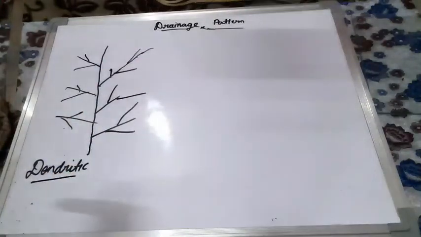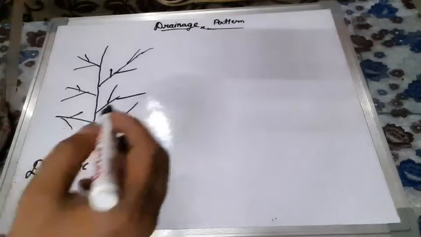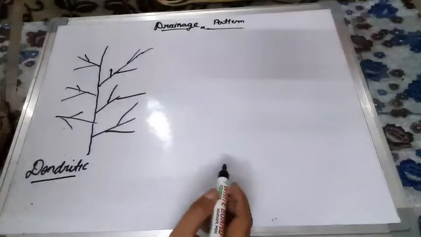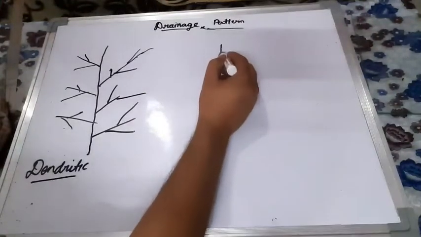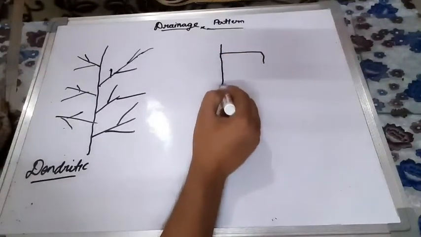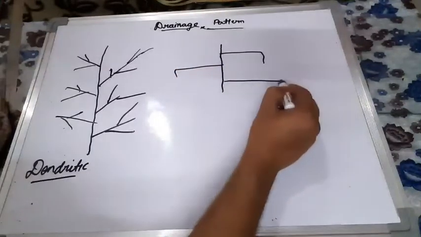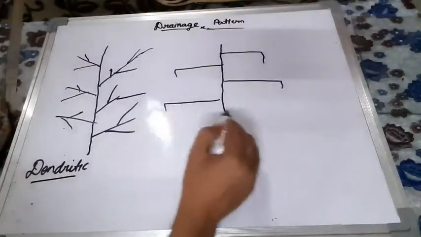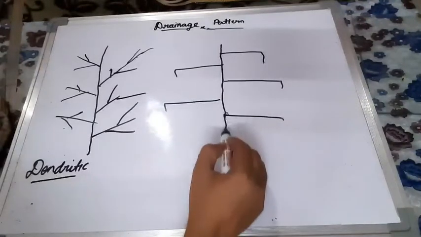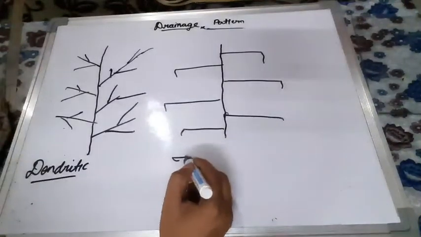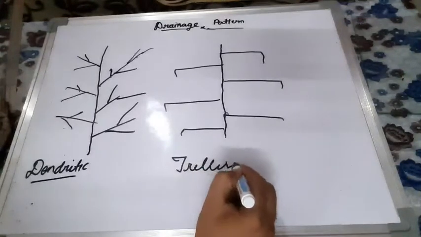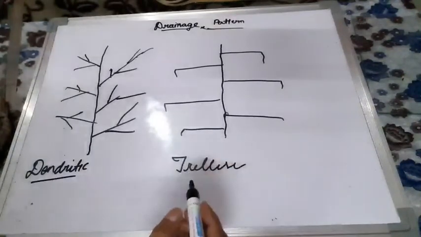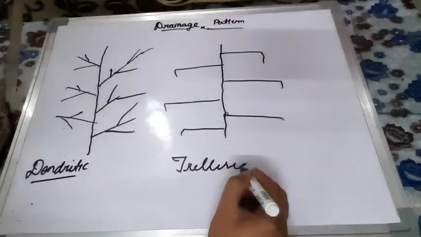Okay, next one is also called rectangular pattern, but the standard name of this one is trellis pattern. What happens in this? The river flows in a rectangular form. They form rectangles like this. So such a pattern is called trellised pattern.